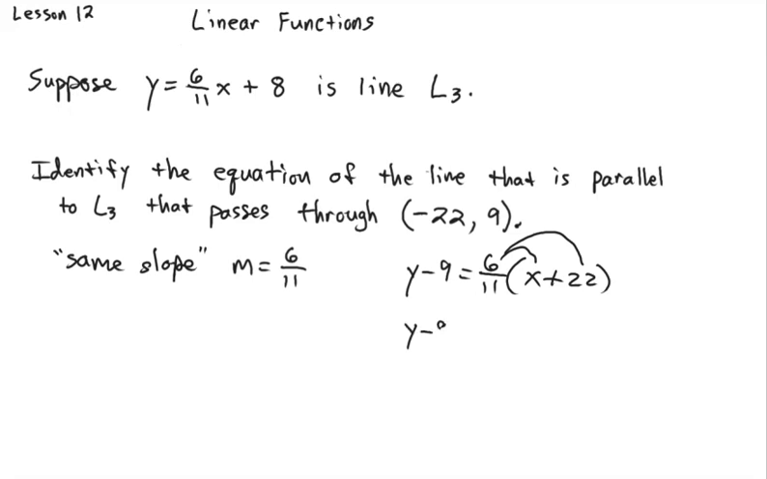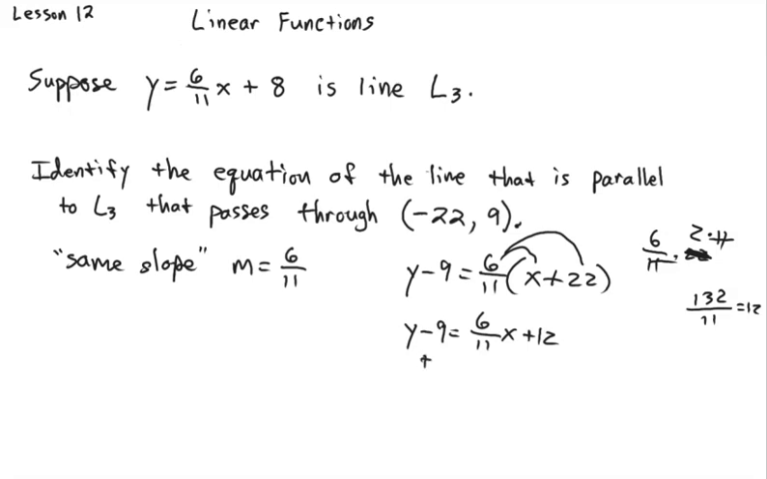So we're going to have y minus 9 is equal to 6 11ths times x, which is 6 over 11x. And then 6 over 11 times 22, well, let's do that over here on the side. 6 over 11 times 22. Well, first of all, I can tell you that 22 is the same thing as 2 times 11, and so we can cancel the 11s, and it winds up being 12, okay? So this will be plus 12. But if you're not sure, 6 times 22 is 132, and 132 divided by 11 is equal to 12, okay?